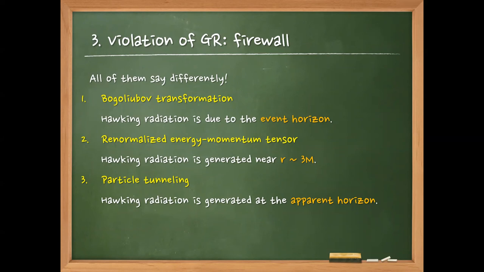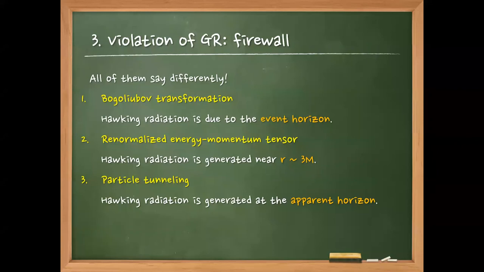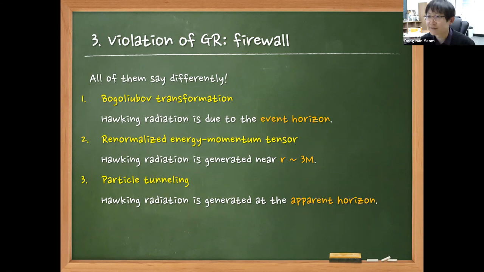So actually, at roughly 3M, I remember the outgoing flux reached the maximum, whereas the influx is just finite, and as the observer gets closer to the event horizon, the negative influx gets larger. And eventually at the horizon, it must be divergent. So in that sense, I think that the firewall should arise at the event horizon. So that is my interpretation of the location of the firewall.